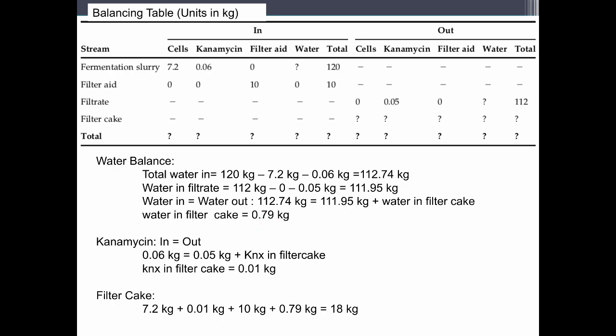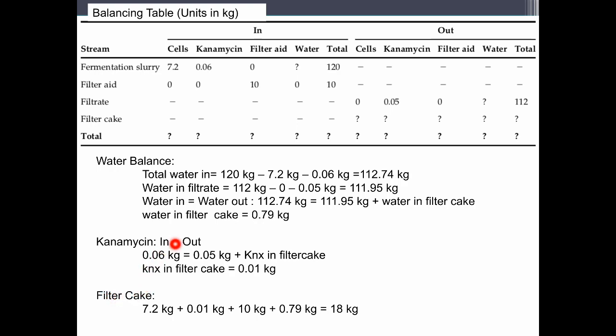And then the next one, we have kanamycin. We can solve now for kanamycin. All of the kanamycin comes from the fermentation slurry, so you have 0.06 kilograms. Going out, you have kanamycin in the filtrate, that's 0.05 kilograms, and you also have kanamycin in the filter cake. What's the amount of that? Of course, it's just a simple balance. What's the remainder? From 0.05, you had 0.01 kilogram.